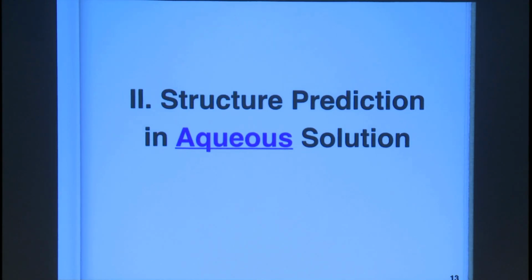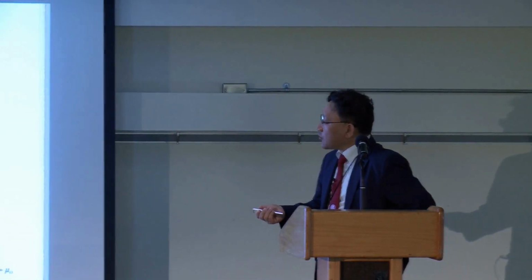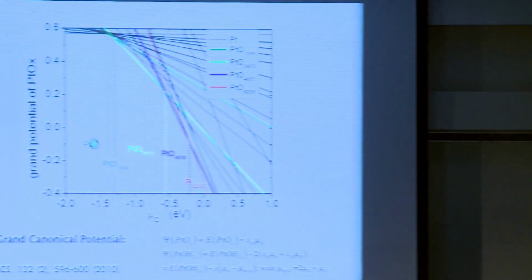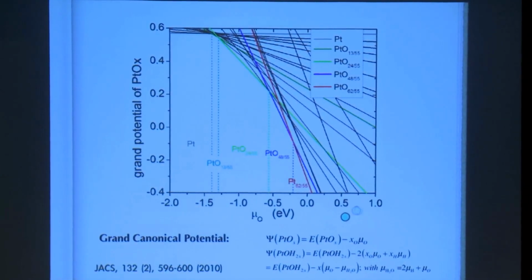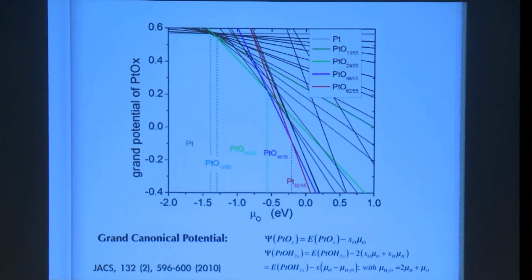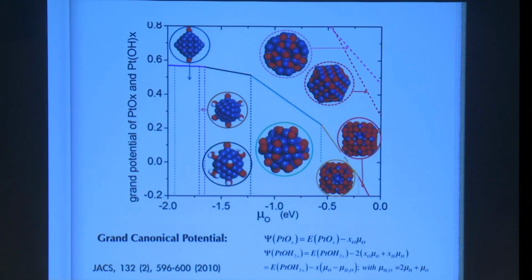How about structure prediction in an aqueous solution? It's more interesting in the nuclear industries. We can apply the grand canonical potential concept to, for example, a particle or metal in aqueous solutions. If you utilize that algorithm, you can also calculate energy convex hulls as a function of oxygen chemical potential. This is the picture predicted by first-principles computation of platinum nanoparticle structure in acidic solutions.